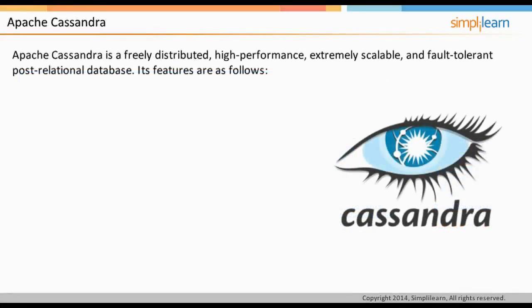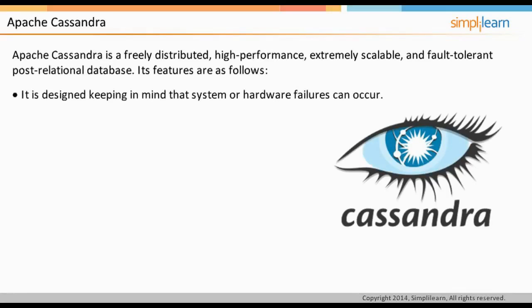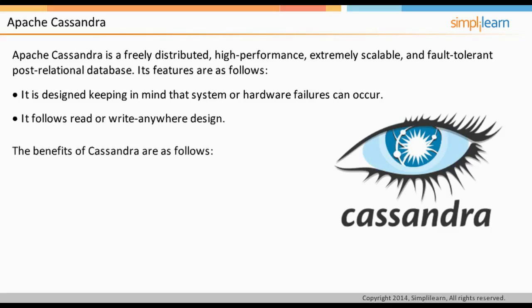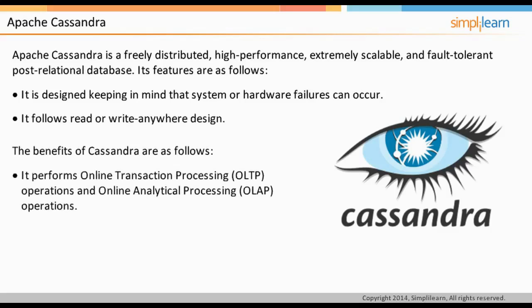Apache Cassandra is a freely distributed, high-performance, extremely scalable, and fault-tolerant post-relational database. It has the following features. It is designed taking into consideration that system or hardware failures can occur. Cassandra follows read or write anywhere design, which makes it different from other ecosystem components. The benefits of Cassandra are that it performs online transaction processing or OLTP operations and online analytical processing or OLAP operations, and it helps to modify real-time data and perform data analytics. In the next screen, we will discuss why Apache Cassandra should be used.